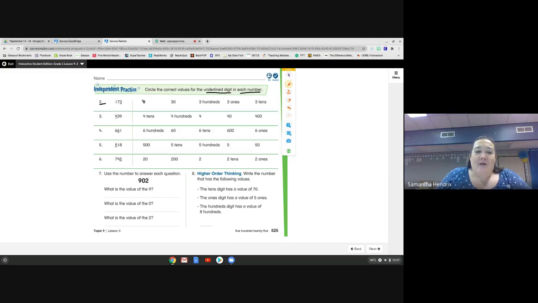Okay, so our number is 173. Okay, and the 3 is underlined. So it wants us to circle the correct values for each thing over here. So this 3, is this the representation of this 3? Yes, it's just a 3, okay? Does this underlined 3 in the ones place have a value of 30? No. What about 300s? No, this number only has 100. 3 ones? Yes. Okay. 3 tens? No. Okay.